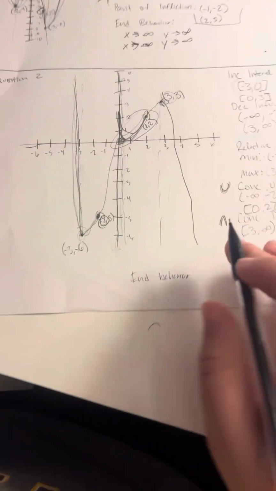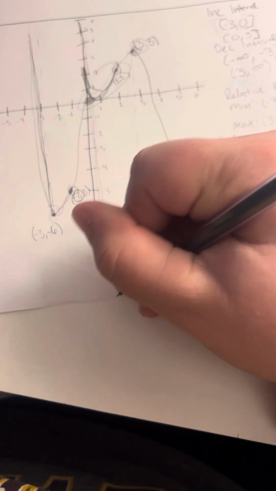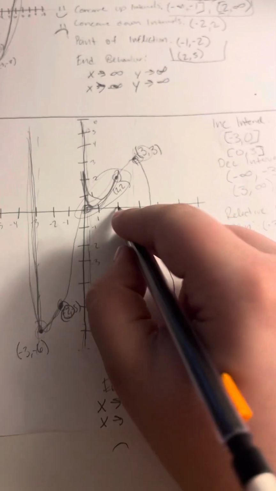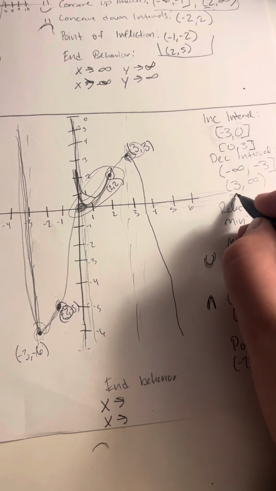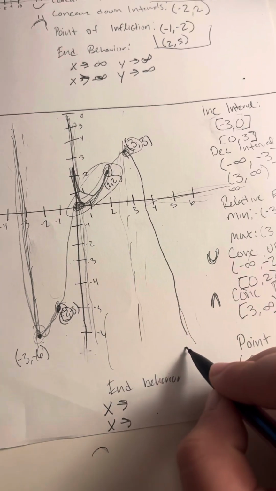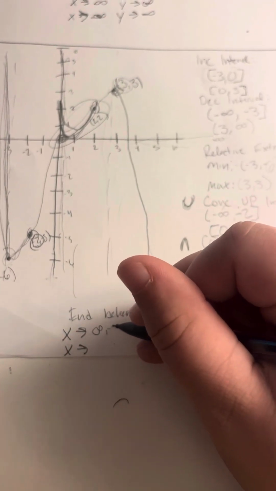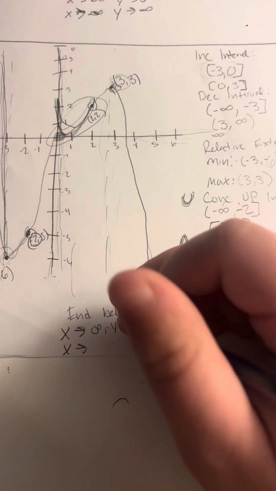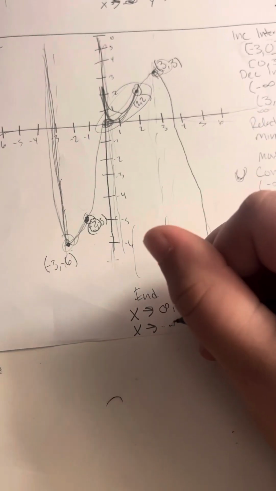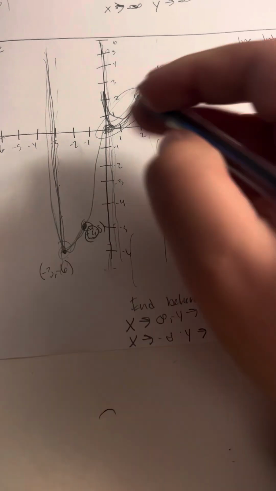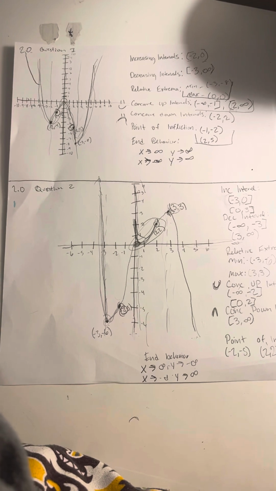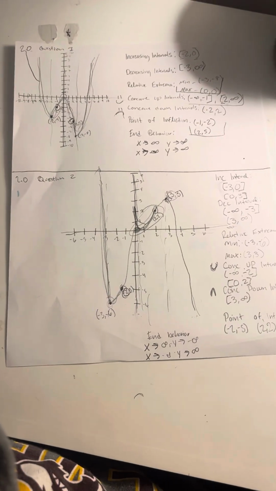So now that we've done all of this, our last and most fun thing is end behavior. So we're going to set it up like we did last time. So as x is approaching infinity, y is approaching negative infinity. And then as x is approaching negative infinity, y is approaching positive infinity. And that is both of my 2.0 ES1 questions.